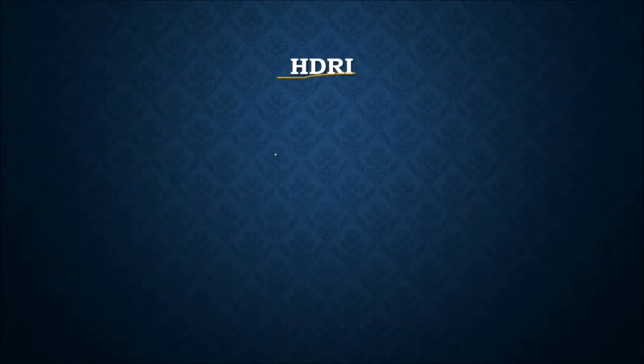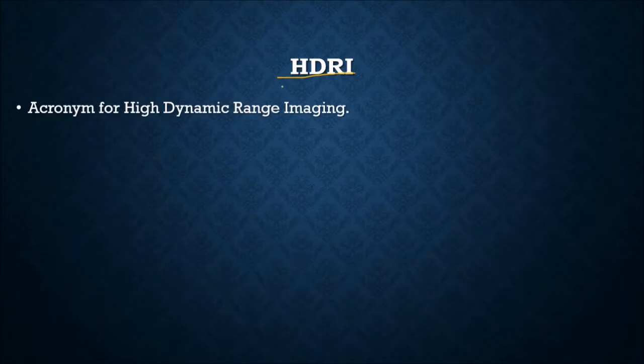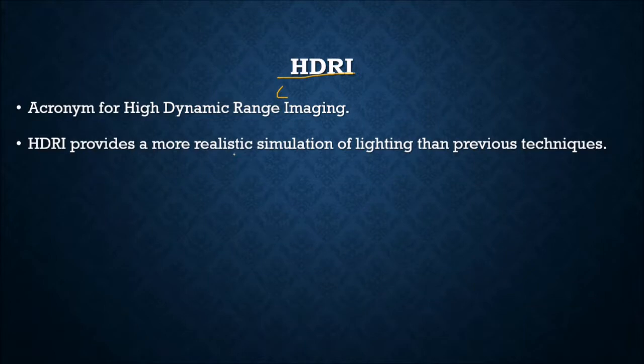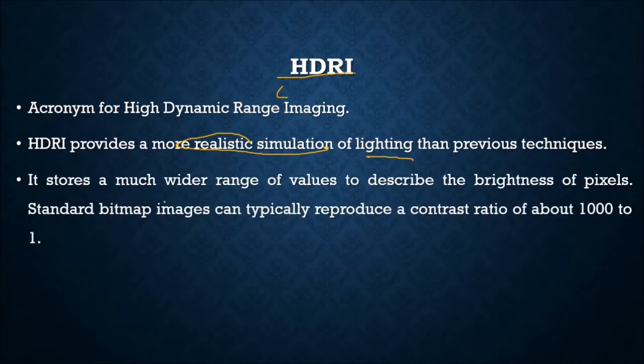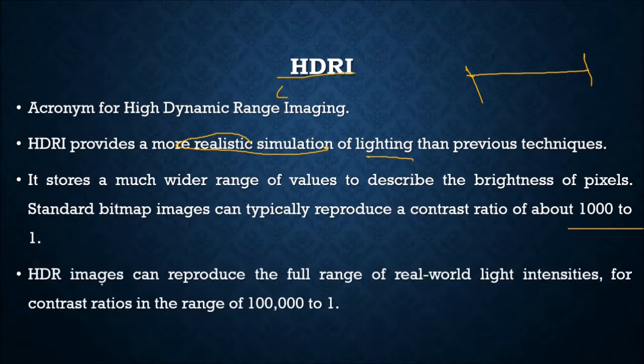What is HDRI? What do you mean by HDRI? This is an acronym for High Dynamic Range Imaging. HDRI provides a more realistic simulation of lighting than previous techniques, and it stores a much wider range of values to describe the brightness of pixels. Standard bitmap images can typically reproduce a contrast ratio of about 1000 to 1. HDR images can reproduce the full range of real-world light intensities, a contrast ratio in the range of 100,000 to 1.